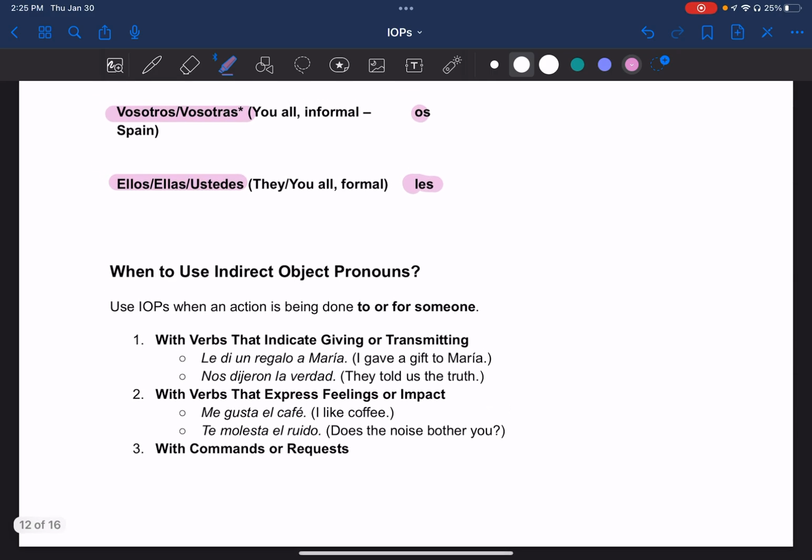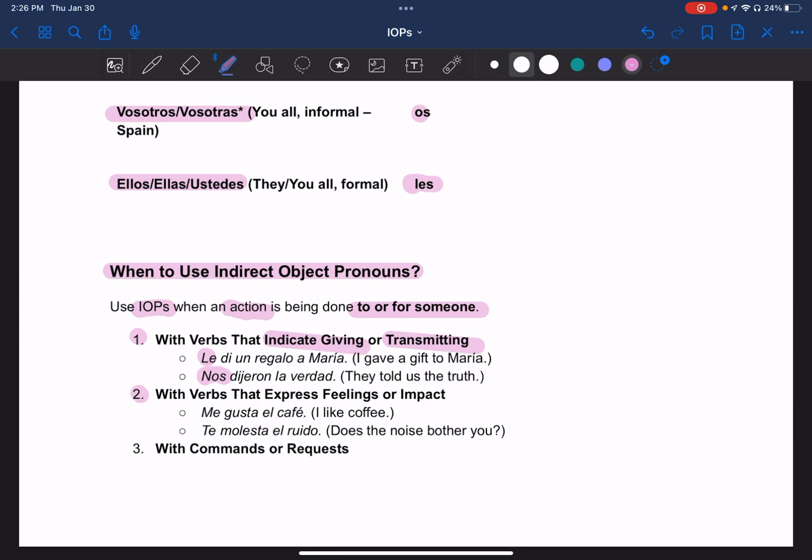And now the question is, when do we use indirect object pronouns? We have a few instances here to talk about an action that's being done to or for someone. The first one being verbs that indicate giving or transmitting something. Por ejemplo, le di un regalo a María. Nos dijeron la verdad.